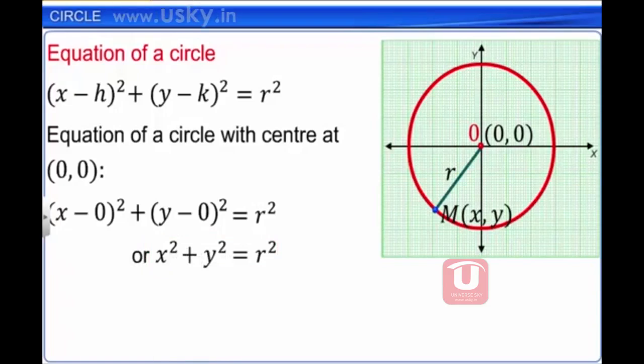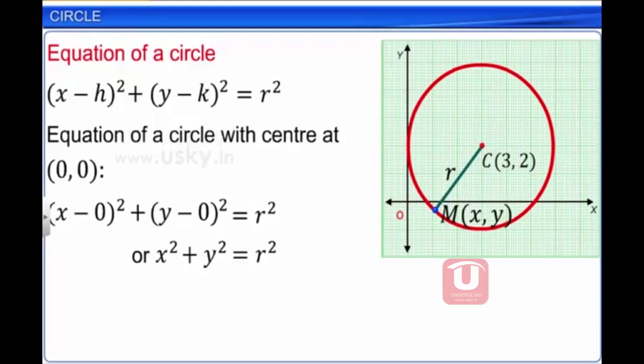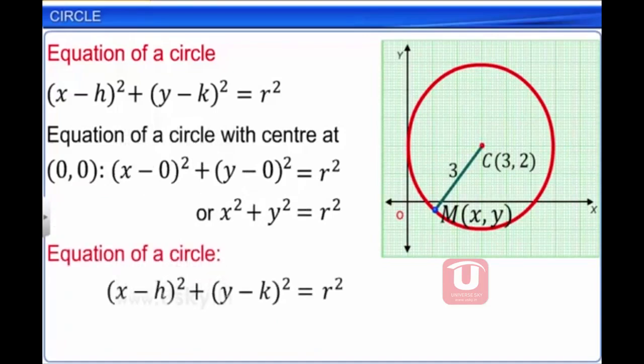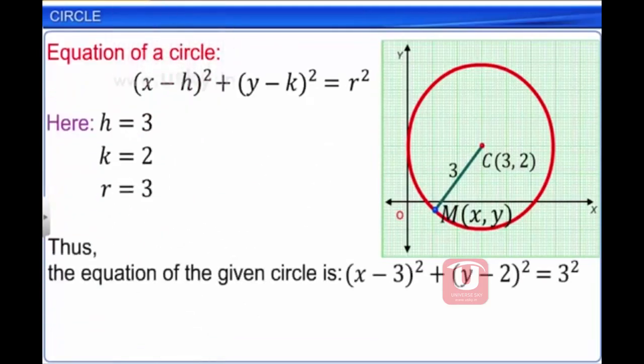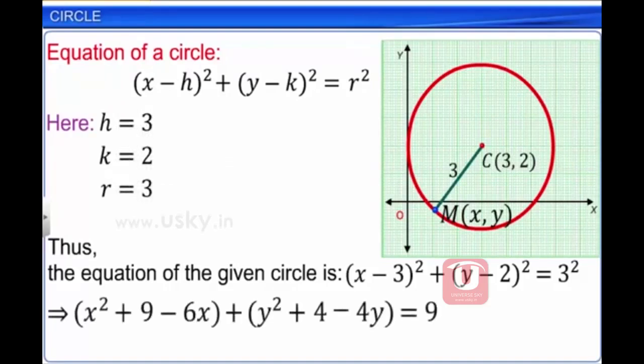Let us find the equation of the circle with the center at the point 3, 2 and radius 3 units. Here, the x-coordinate of the center, or h, is equal to 3. The y-coordinate of center, or k, is equal to 2, and the radius r is equal to 3. Putting in the values of h, k, and r, we find the equation of the given circle.